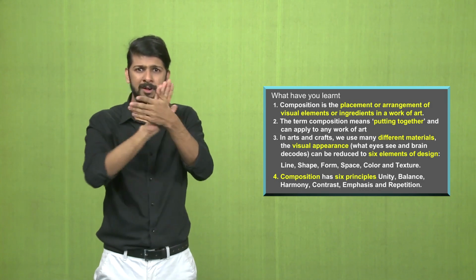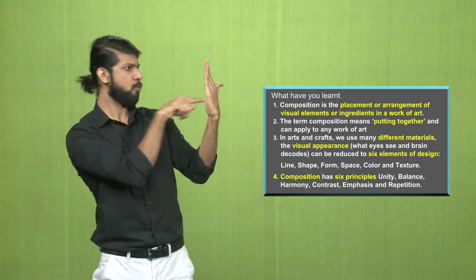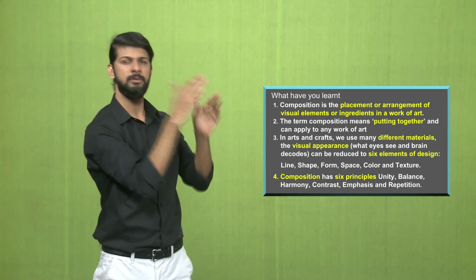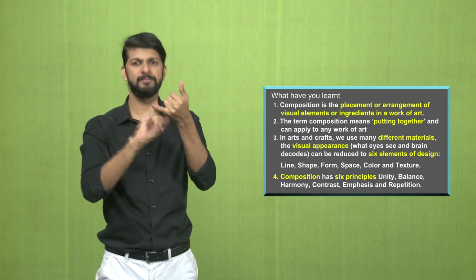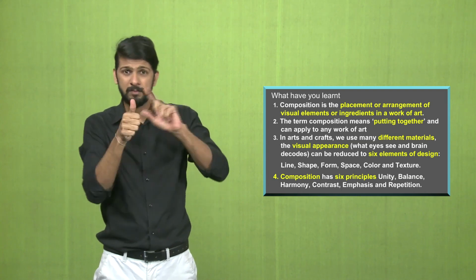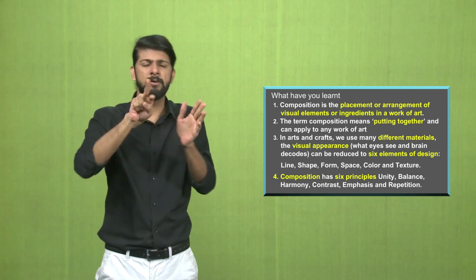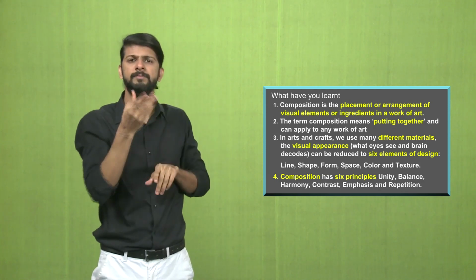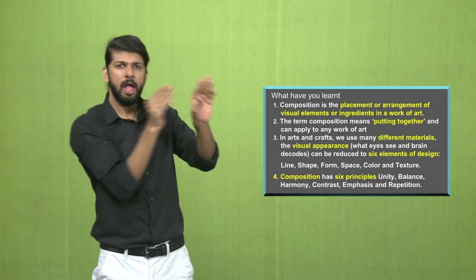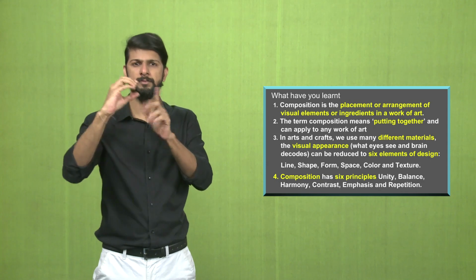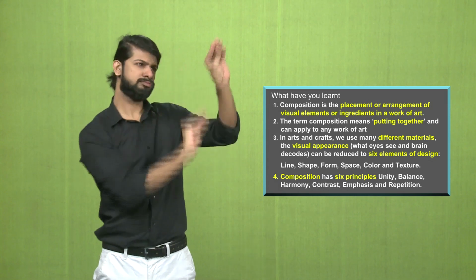Next principle is emphasis. In a landscape painting, perhaps the artist wants to depict a cottage in the woods, so the cottage would be emphasized upon. And the last principle is repetition. Repetition could be a motif, for example, a flower motif or the design of a flower being used again and again in a work of art. And these are the 6 principles of composition.